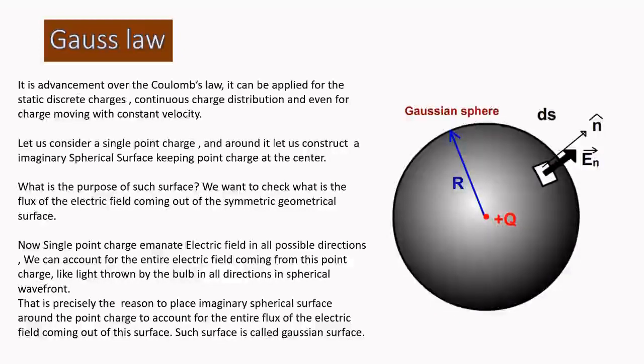And such a surface is called the Gaussian surface. And it comes with a regular geometry, like in this case, it is a spherical geometry. We are accounting for it.